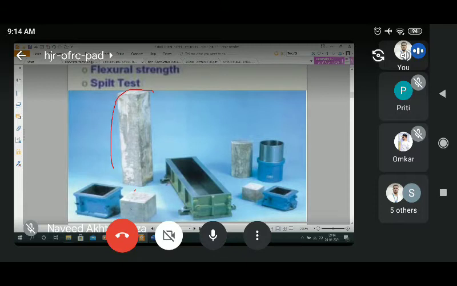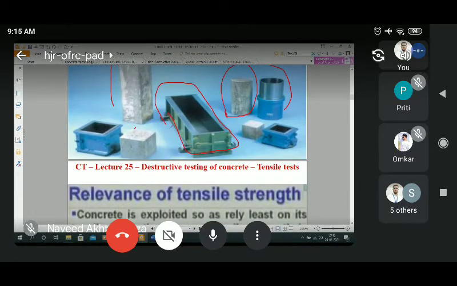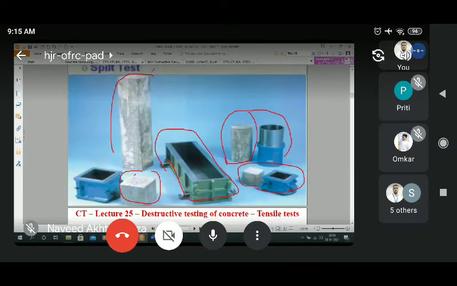That beam mold you can see, that is 150 by 150 by 700 mm size. And generally for splitting tensile test, we are using the cylindrical specimen, you can say. And for cube, different sizes, 150 by 150 by 150 and 100 by 100 by 100 mold, you can see in the figures. So these are the destructive testing carried out on these molds.